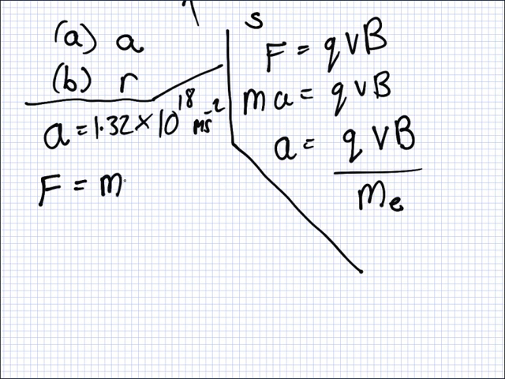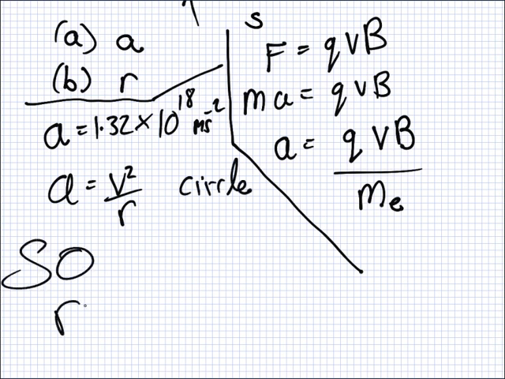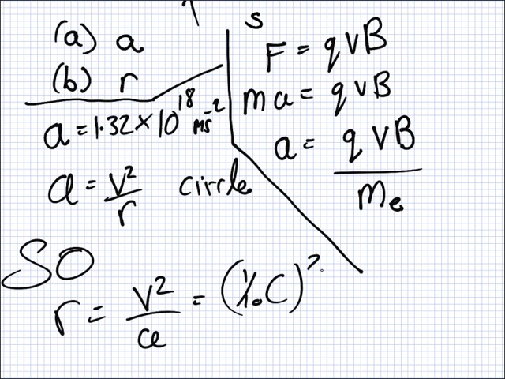No. Mv squared over r. Or you could use actually more directly a equals v squared over r for a circle. For a circle, remember this? So, r equals v squared over a, which is 1/10 c squared over 1.32 times 10 to the 18 equals.